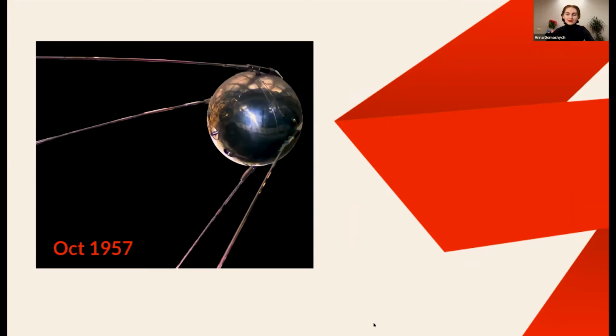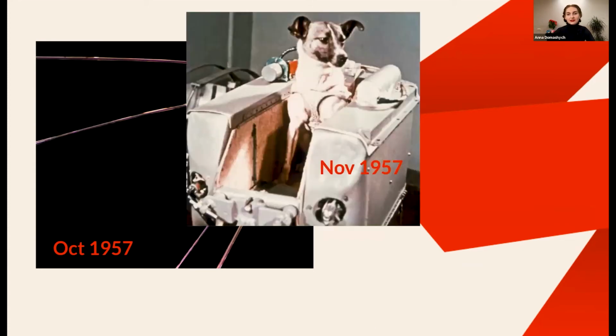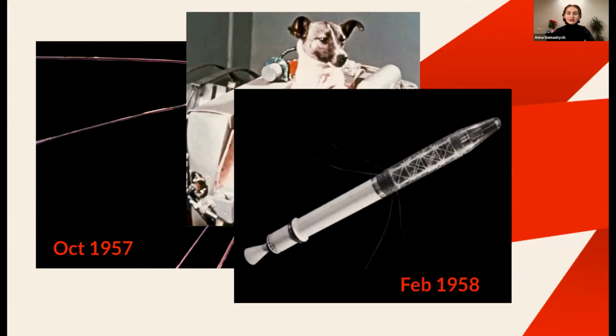In October 1957, the Soviet Union launched Sputnik 1, the first artificial satellite of Earth in the history of mankind. Next month, the Soviet Union launched the second satellite, carrying a living animal, a dog named Laika. After a series of failures, the US also managed to launch a satellite, Explorer 1, in February 1958. I think we can go back again now.